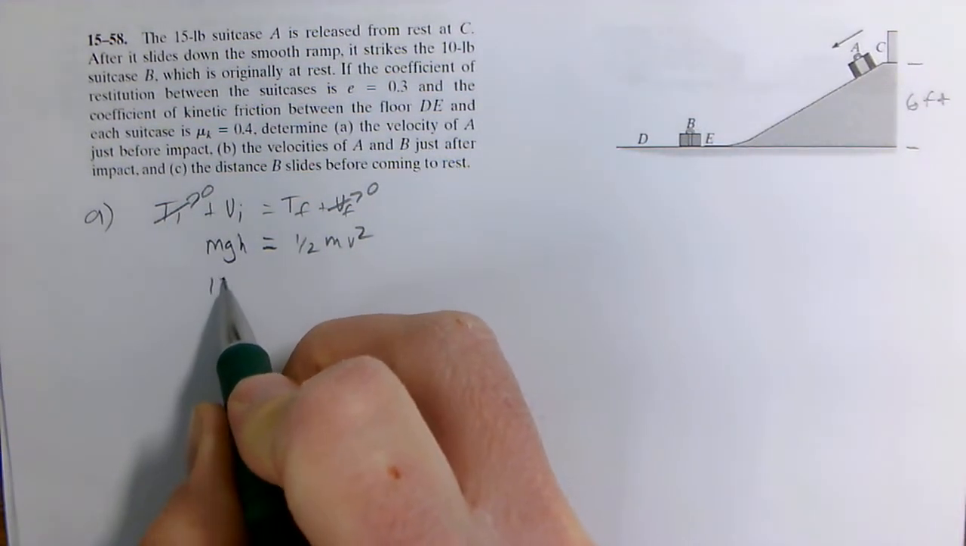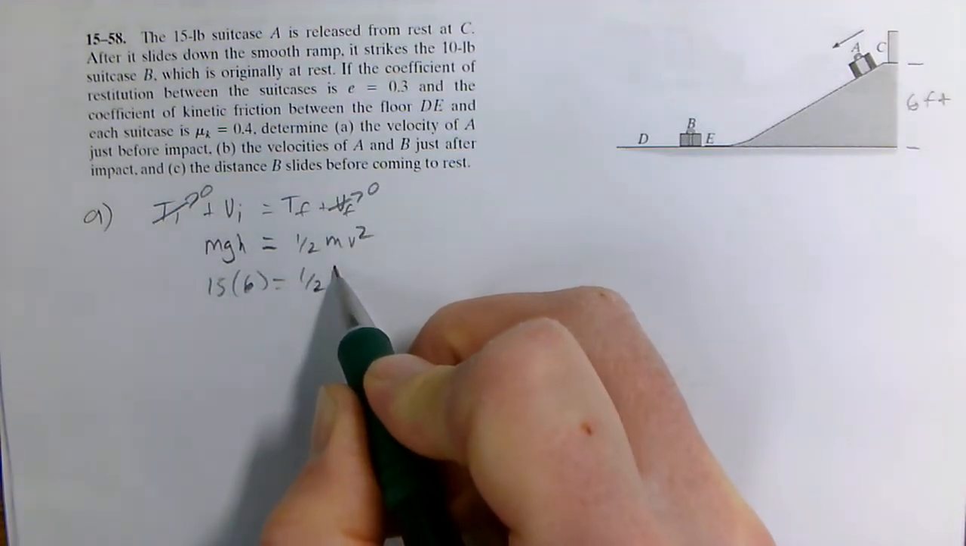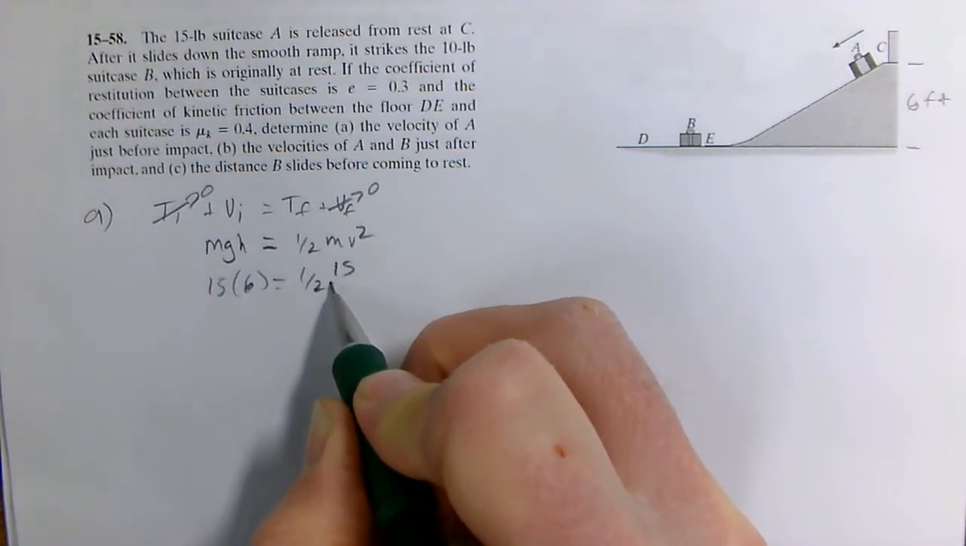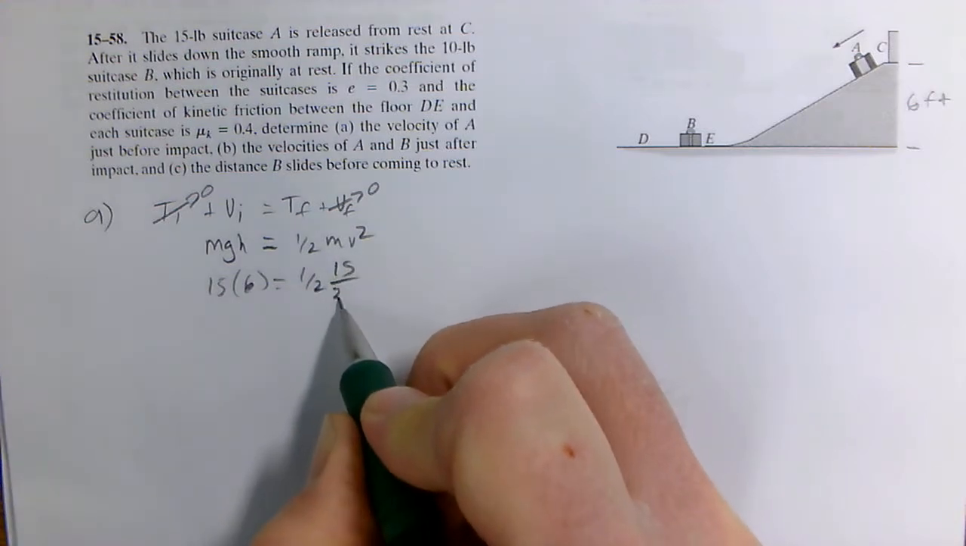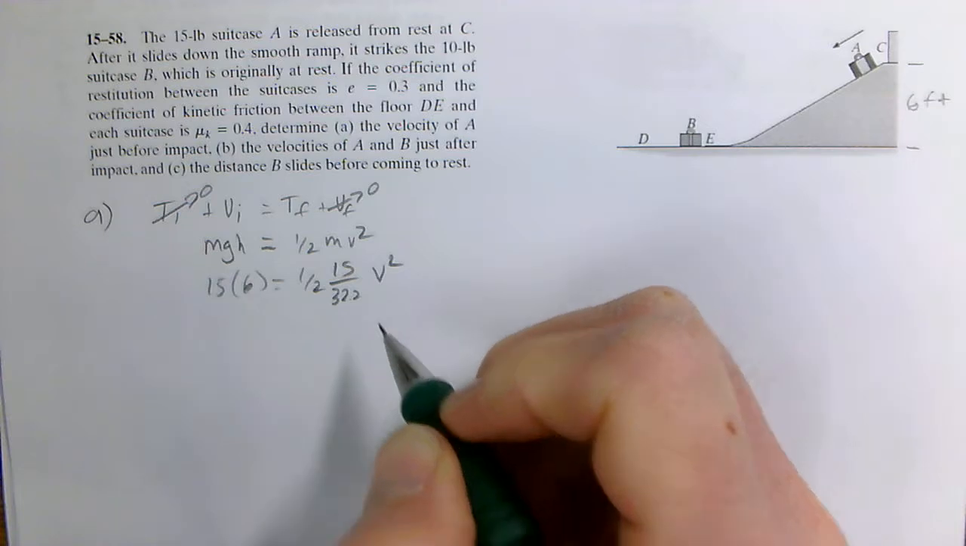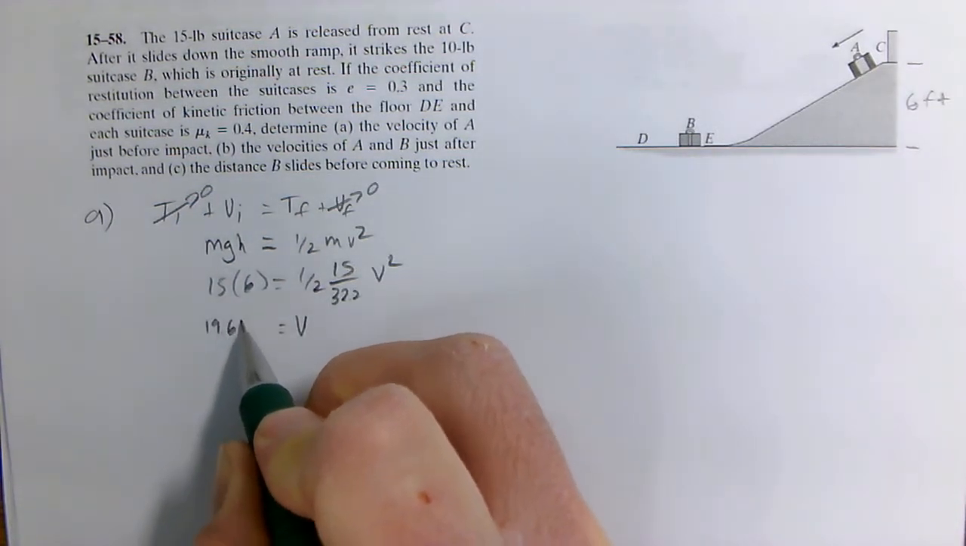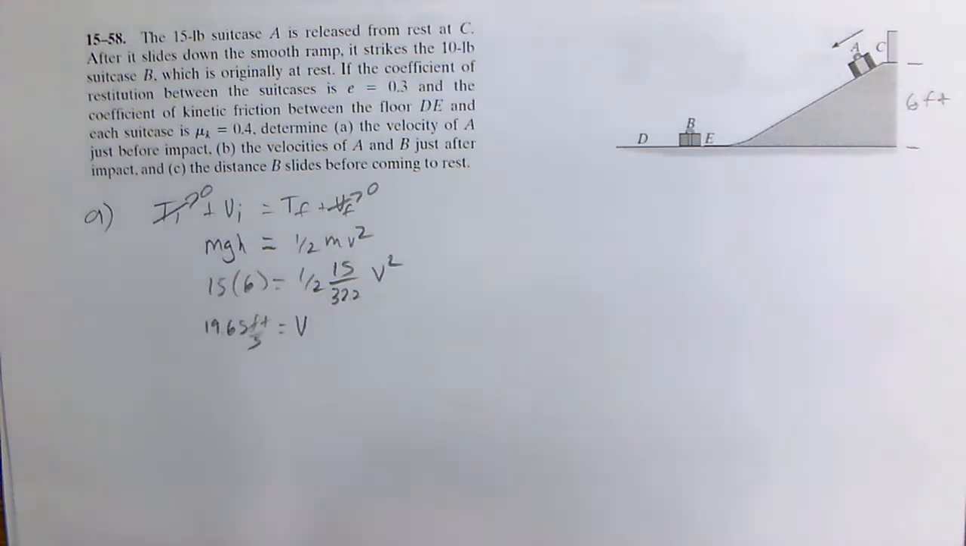So mg is 15, h is 6, 1/2 of 15. Now that's just mass, so we've got to divide by 32.2, and then velocity squared. So the velocity is equal to 19.65 feet per second.